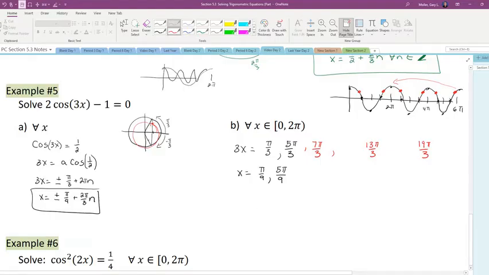If I go to 5 pi over 3, that puts me here. I'm going to add to that as well. So 5 plus 6, so I'd have 11 pi over 3.